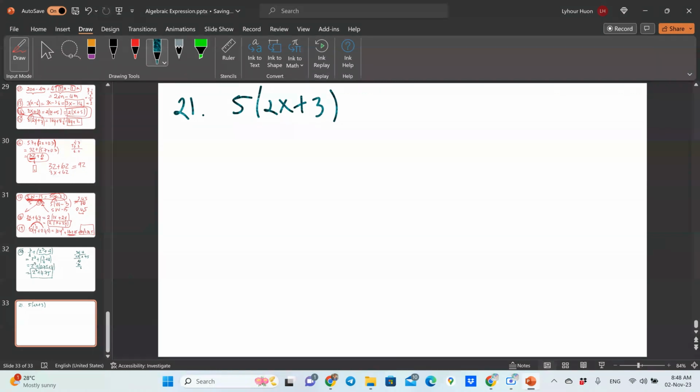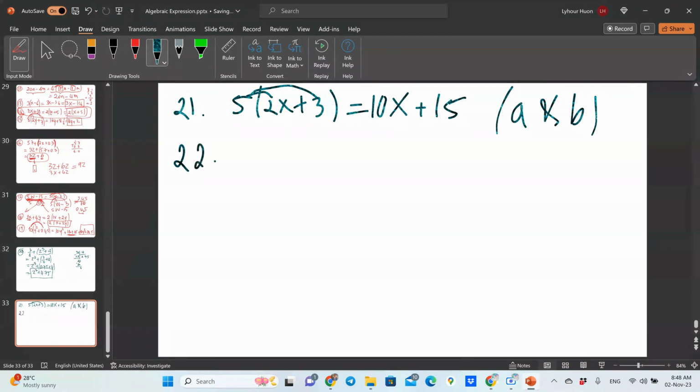For 21, okay, now we do the distributive. 5 times 2x is 10x. 5 times 3 is plus 15. So the answer is A and B. Okay, A and B. Correct. So the answer is A and B.